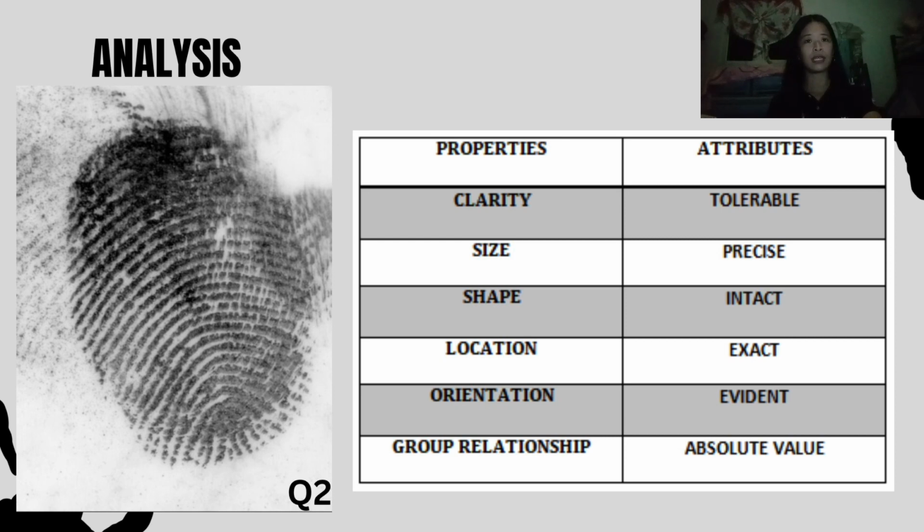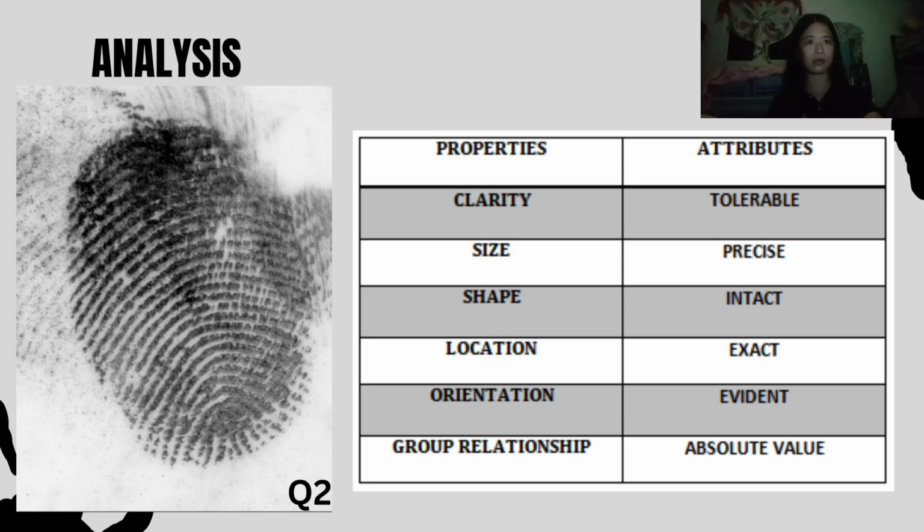The third property is the shape. As you can see on the screen, the shape of the standard fingerprint can easily be identified as a finger. Therefore, it is deemed as intact. And the fourth property is the location.